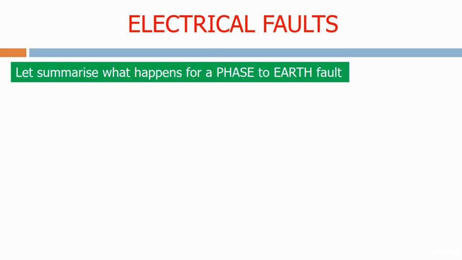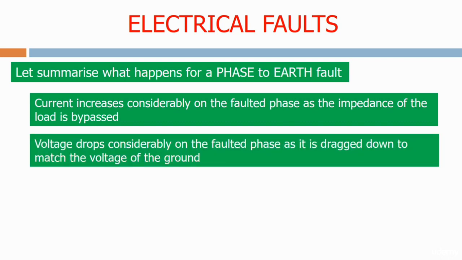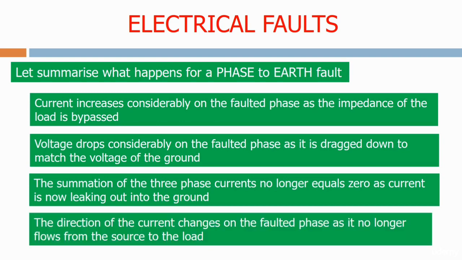Let's summarize what happens for a phase-to-earth fault. Current increases considerably on the faulted phase, as the impedance of the load is bypassed. The voltage drops considerably on the faulted phase, as it is dragged down to match the voltage of the ground. The summation of the three-phase currents no longer equals zero, as current is now leaking out into the ground. The direction of the current changes on the faulted phase, as it no longer flows from the source to the load.